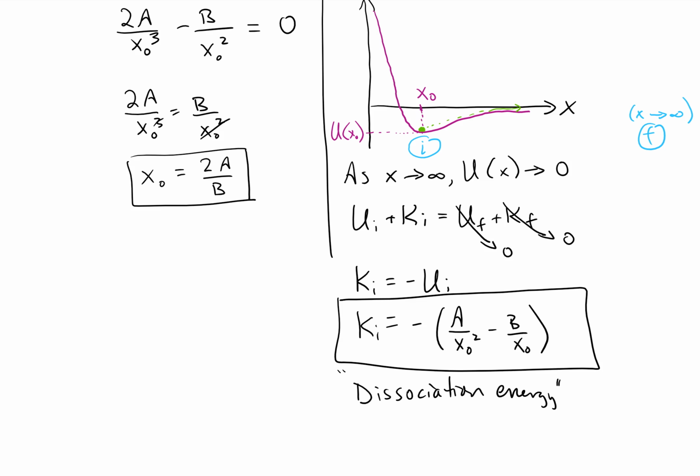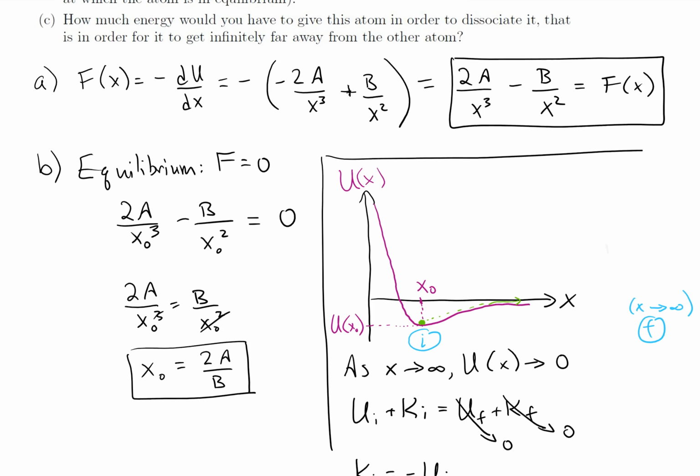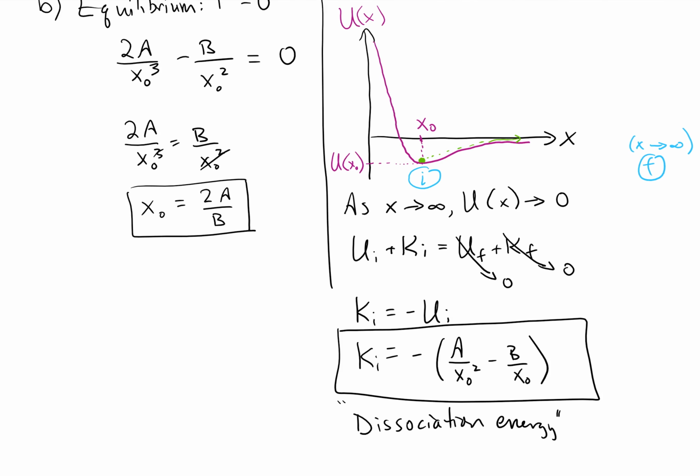And you can think of this as kind of being like the escape energy. When we talked about gravity, we talked about escape speed. And this is like the same thing, just with molecules instead of rockets, and some arbitrary form for the potential energy that's sort of complicated rather than our gravitational potential energy.